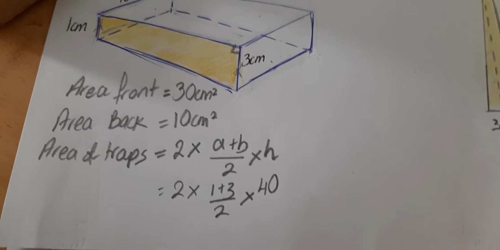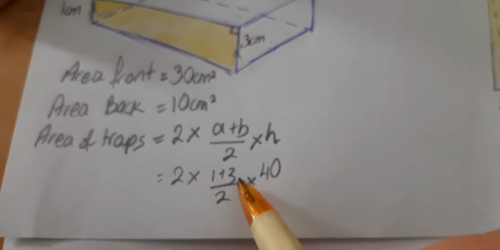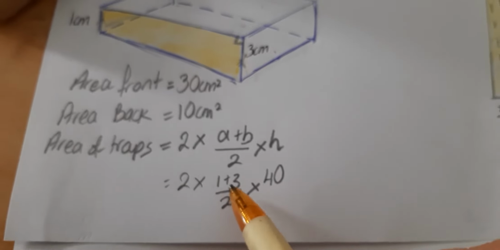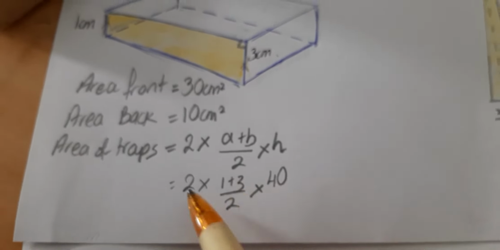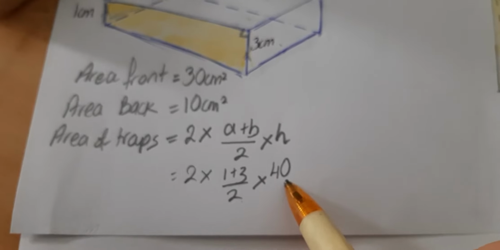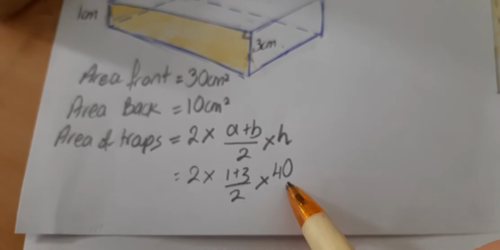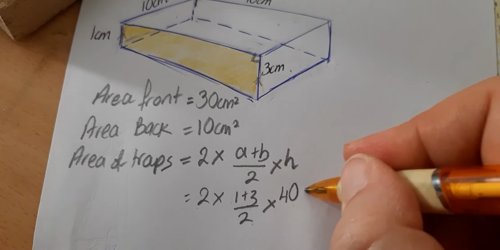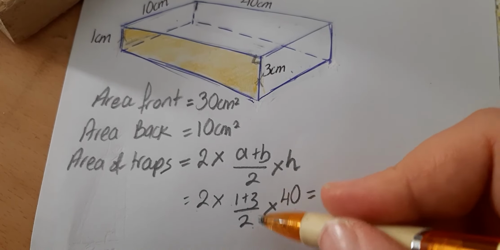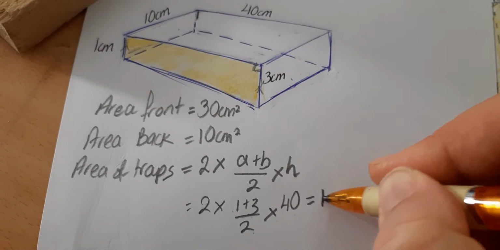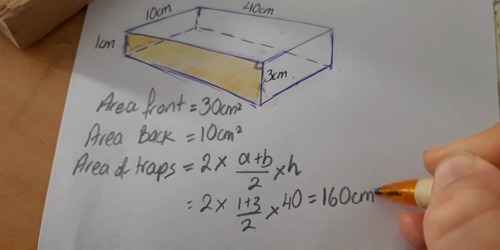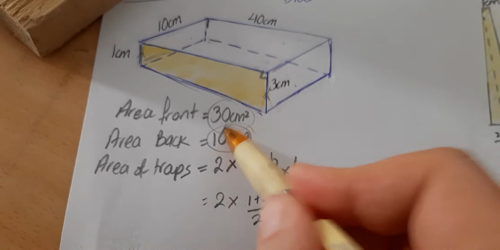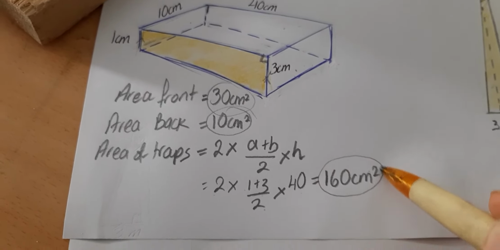Okay, so we have 2 times 4 divided by 2, which is 2. So 2 times 2 times 40. So 4 times 40 is 160, if I'm not mistaken. So 160 is the 2 trapeziums. Right, so far we have this 30, this 10, and these trapeziums to add together.